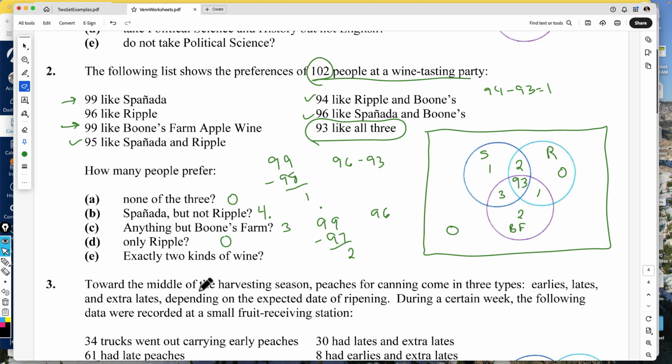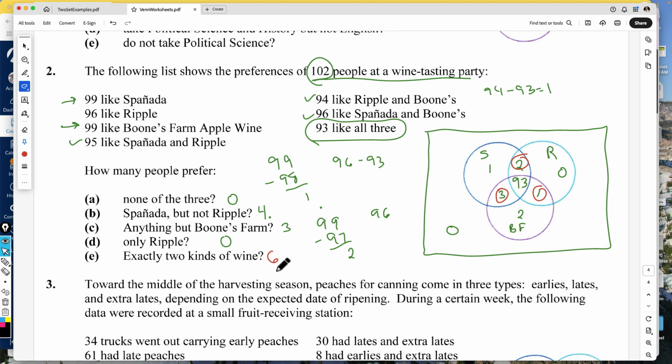How many like exactly 2 kinds of wine? It's a little bit more complicated, but what we're looking at is this one, and this region. Those are the ones that like 2 wines. Exactly 2 kinds of wine. Now these people in the middle like 3 kinds, but only 2 kinds would be 3, 5, 6. 6 people.